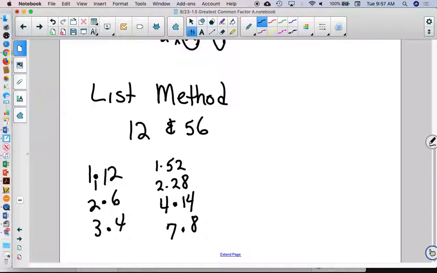I've listed them all. Faith, on 1 times 56, you put 52. You're right, I did, thank you. Okay, do I have all of the factor pairs for both? Yes. Now looking for the greatest factor that's in both of them. It's right here.